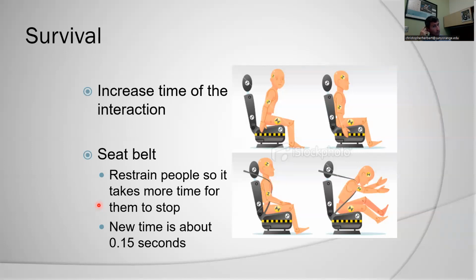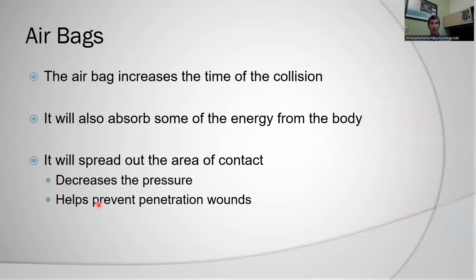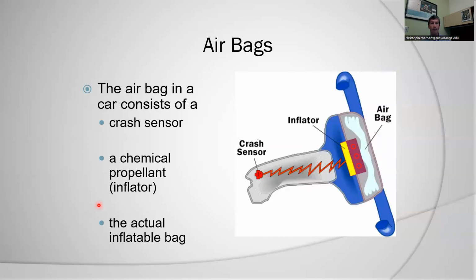So again, seatbelts restrain people, and it takes more time for them to stop. Airbags also increase the time over which the body is brought to rest. And this is an important point with airbags. Airbags, if employed properly, can help the safety during a collision. Again, it's a very simple device.